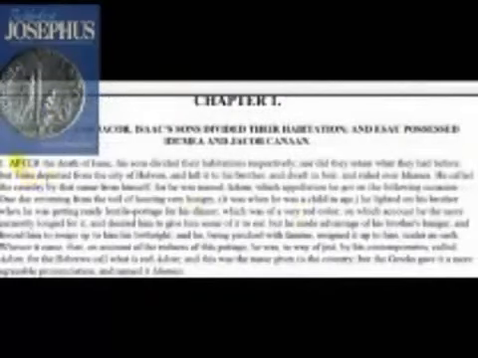Right? It says, after the death of Isaac, his son divided their habitation respectively, nor did they retain what they had before. But Esau departed from the city of Hebron and left it to his brother, and dwelt in Seir, and ruled over Idumea. He called the country by that name from himself, for he was named Edom or Adawam, which appellation he got on the following occasion.